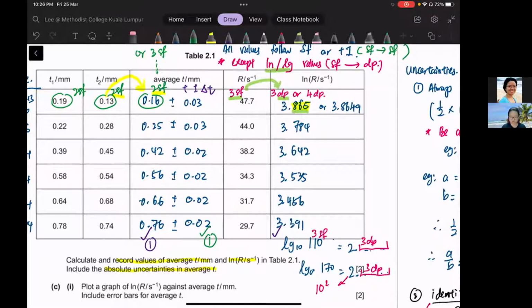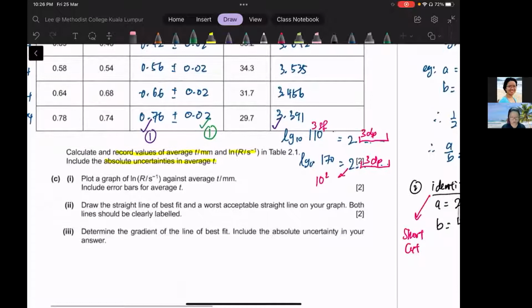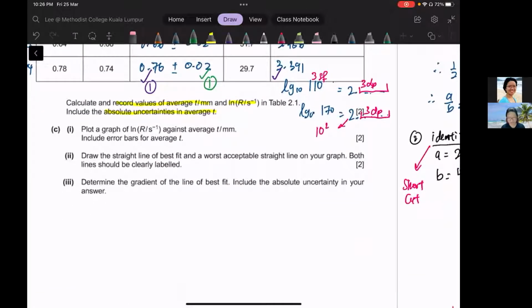And now we need to plot a graph of ln R against T. Include error bars. Draw the line of best fit and find the gradient and include the absolute uncertainty. Everything here on out is standard.